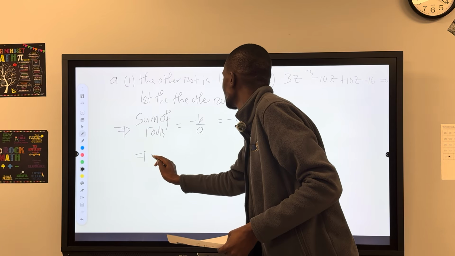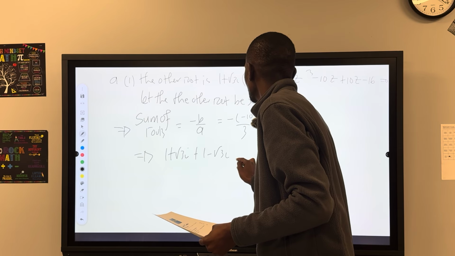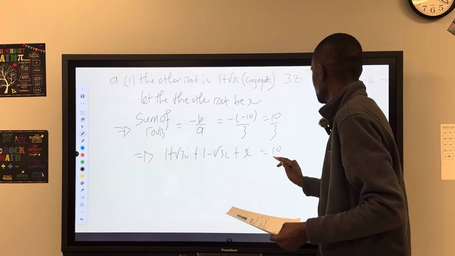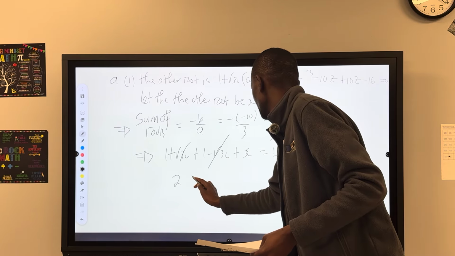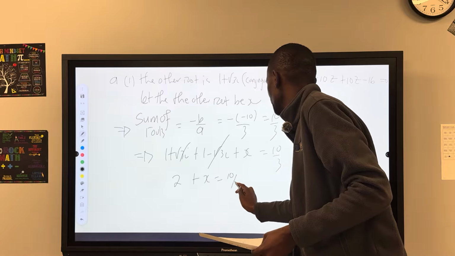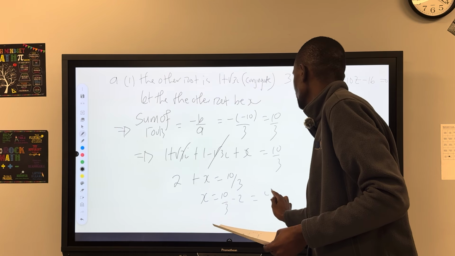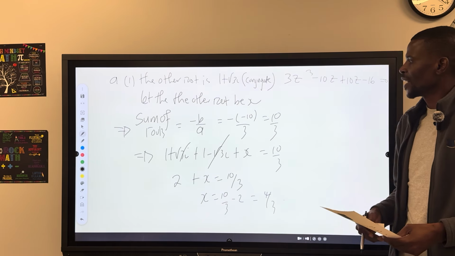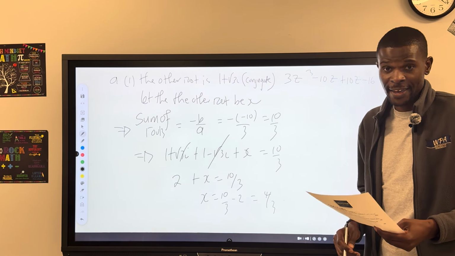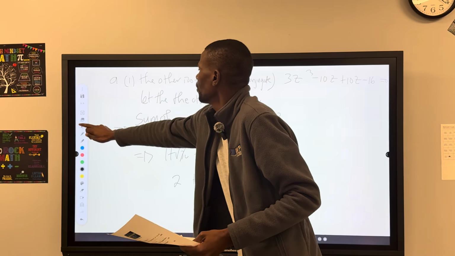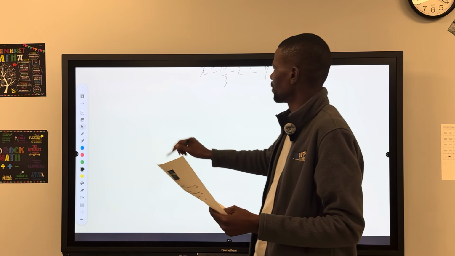So this implies that 1 plus square root of 3i plus 1 minus square root of 3i plus the unknown, which is x, should give us 10 over 3. So this and that cancel out, and we have 2 plus x equal to 10 over 3. So x equal to 10 over 3 minus 2, which is 4 over 3. So the other roots are 1 plus square root of 3i and 4 over 3. Right. So now let's move on to the next part of the question.